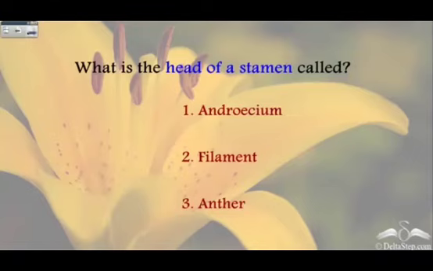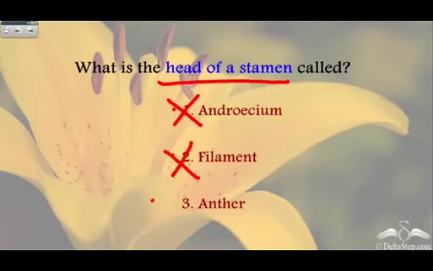I have a question for you. What is the head of a stamen called? Is it option 1, androecium, or option 2, filament, or option 3, anther? Let me tell you. Well, androecium is made of stamens. So, androecium is a wrong answer. Next, we have seen the body of the stamen is known as the filament. So, filament is also the wrong option. And the correct option is anther. The head of a stamen is known as anther.